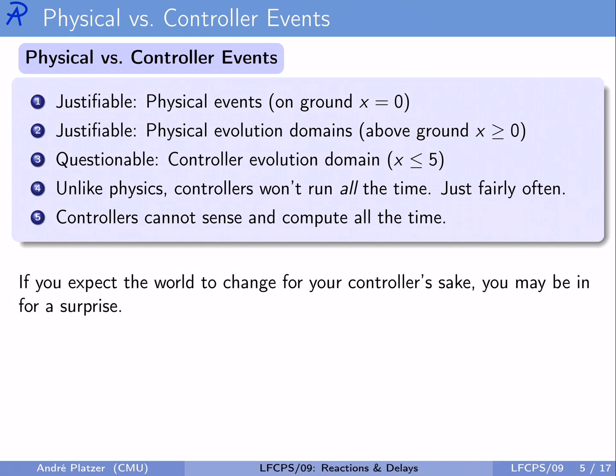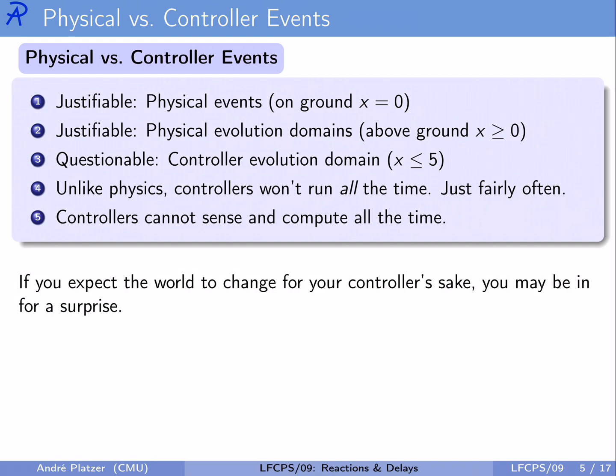And the point is that unlike the physics that we live in the real world, our controllers won't literally run all the time. Of course, our controllers can be very fast, but they still don't really run at literally every point in time, of which there would be uncountably many. Controllers simply cannot send and compute really all the time. And of course, the bottom line lesson is that if you expect the world around you to change for your controller's sake, you may be in for quite a surprise.